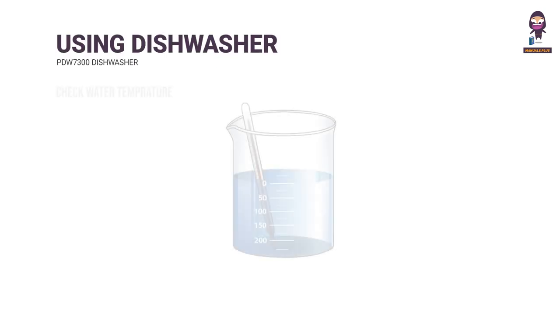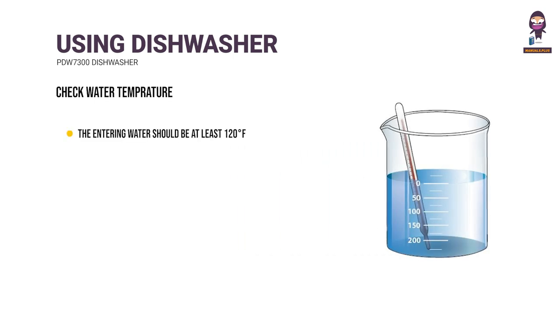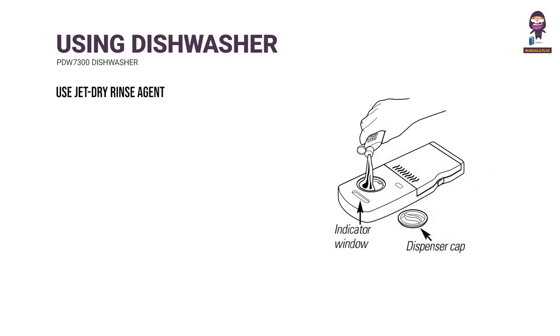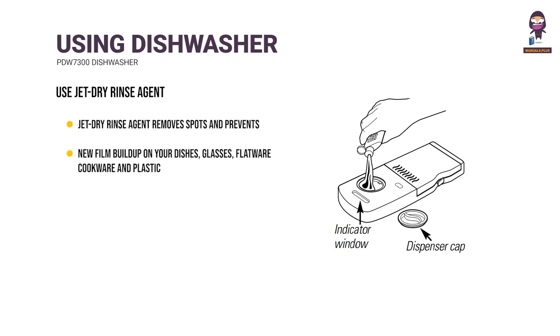Using the dishwasher, check the water temperature. The entering water should be at least 120 degrees Fahrenheit and not more than 150 degrees Fahrenheit for effective cleaning and to prevent dish damage. Use Jet-Dry Rinse Agent. Jet-Dry Rinse Agent removes spots and prevents new film buildup on your dishes, glasses, flatware, cookware and plastic.